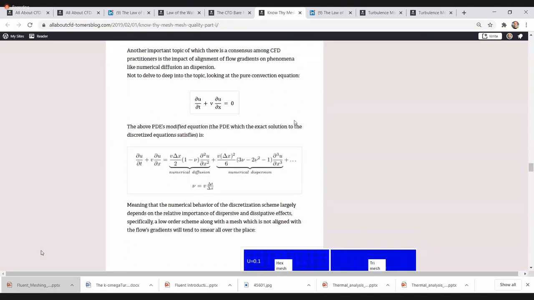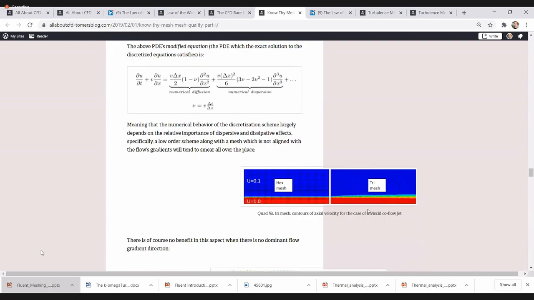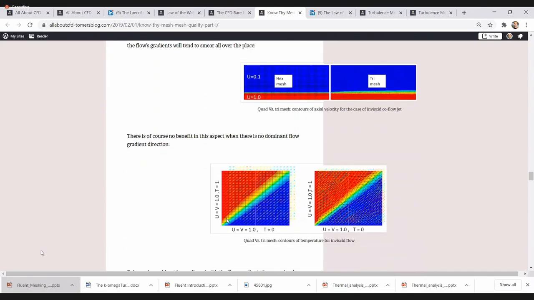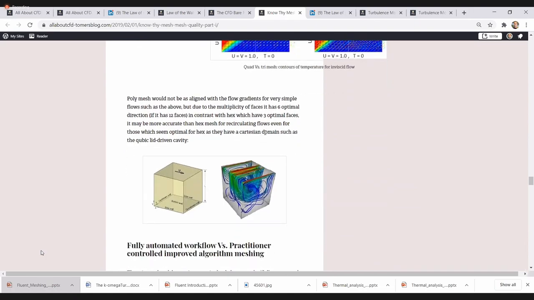Okay, here you see again the issue of hex mesh when the flow is aligned, and the flow in trim and tetra mesh. You see that because the flow is not aligned with the faces, you have the truncation error, the numerical diffusion, and the numerical dispersion, of course, and other. But when the flow is not aligned with the cell face, then it looks quite the same. Okay, so there's no real difference.